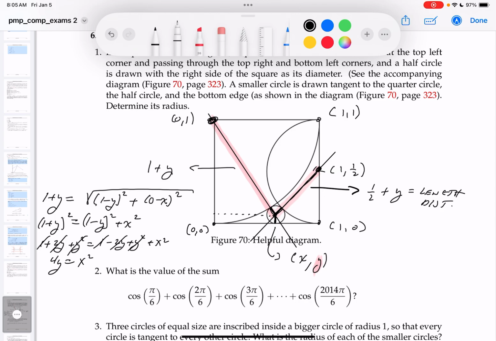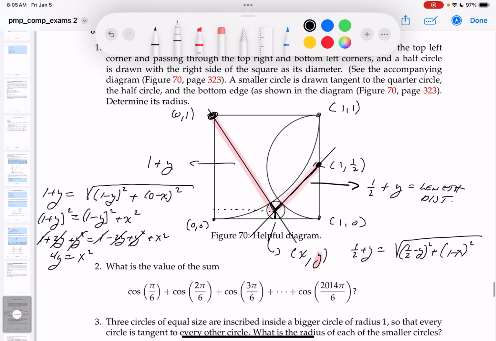All right? Let's do the other one. I'm going to do that distance now. And let's see. It's 1/2 plus y equals, let's see, let's do the y first. So it's going to be 1/2 minus y plus 1 minus x squared. I'm going to square both sides. You get 1/2 plus y squared equals 1/2 minus y squared plus 1 minus x squared.